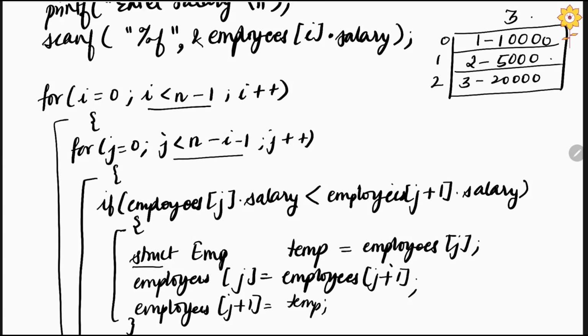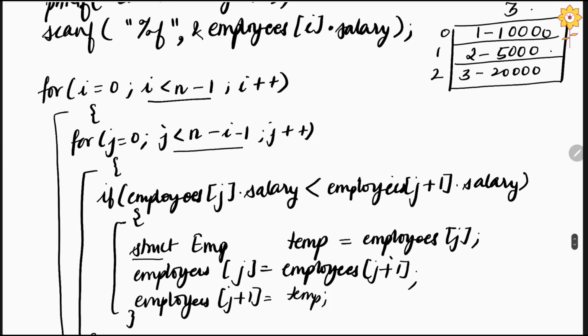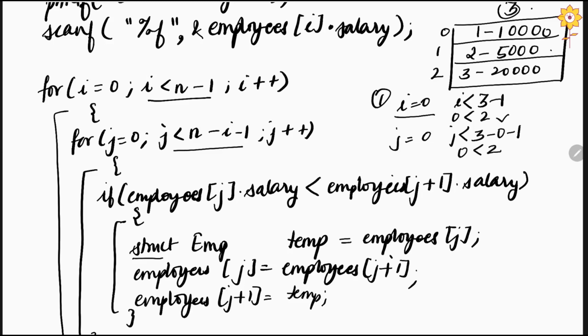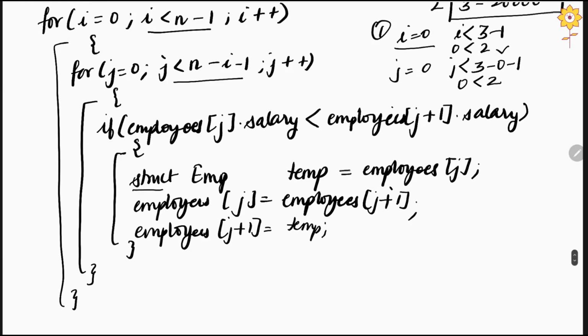So, now what is going to happen? In the first iteration, i is equal to 0, and i should be less than n. n is the total number of employees, that is 3, minus 1. So, is i, that is 0, less than 2? Yes, it is. So, it will get inside the j loop, j is initialized at 0. Is j less than n minus i minus 1? So, 3 minus 1 is 2. Is 0 less than 2? Yes. In that case, the if statement will be executed.